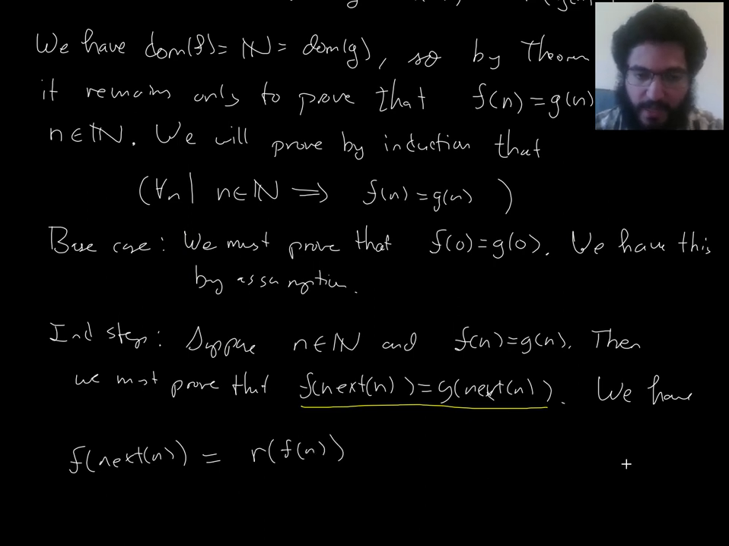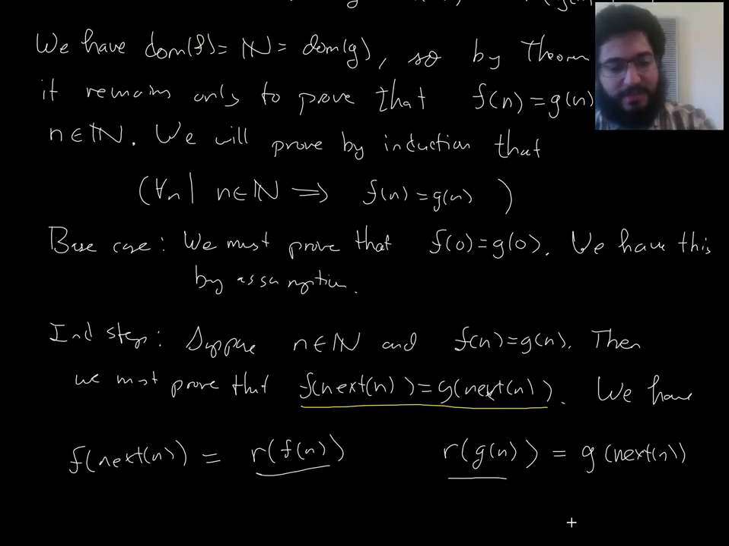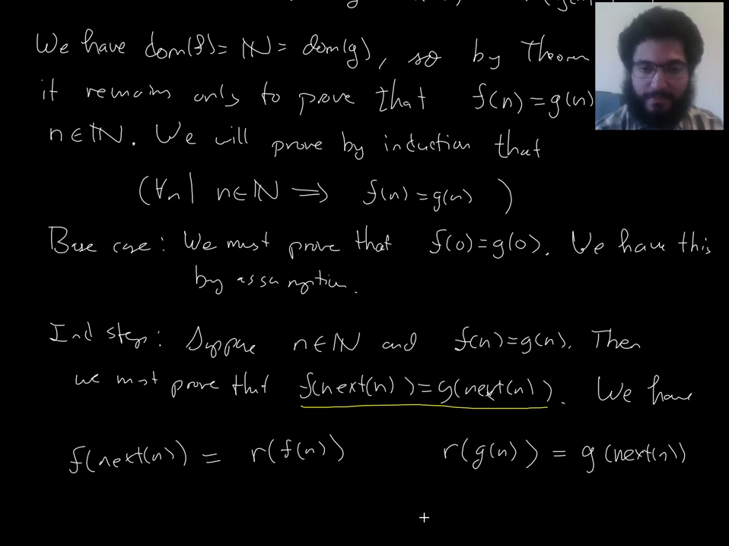Right? And then g also satisfies the recursion rule. So g of next n is, I'm sorry, that doesn't make any sense. r of g of n. And do you think these are equal? And if so, why? Can you point to what makes them equal?